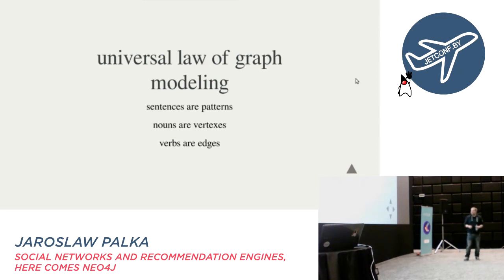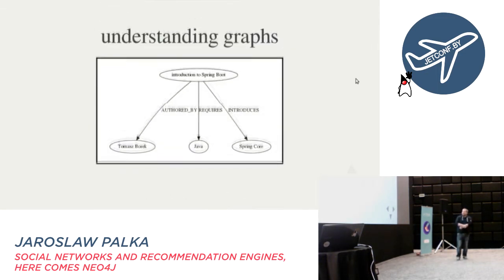The trick is, sentences are patterns in the graphs. The nouns are vertices and verbs are edges. And in most cases, 99.9 percent of cases, because usually in our industry it depends, you will have a valid graph.